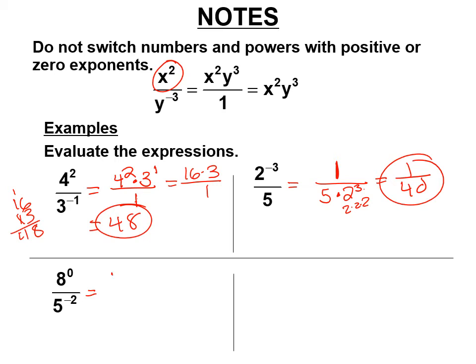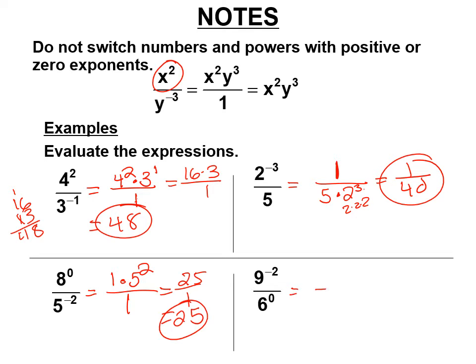Everything to the 0 power is 1. The 5 to the negative second becomes up here and becomes 5 squared. There's nothing left there, so that also becomes 1. 5 squared is 25. 1 times 25 is 25. And so that's 25.